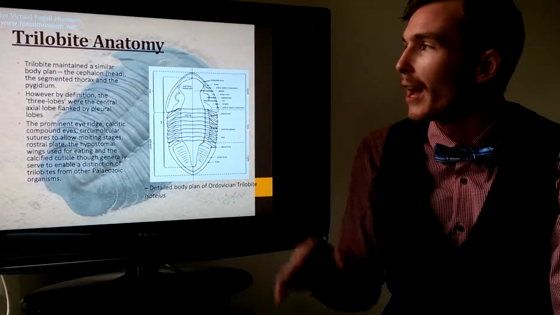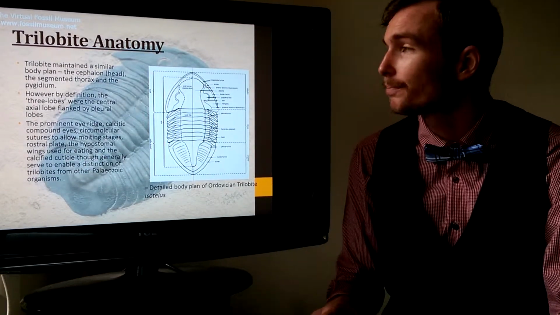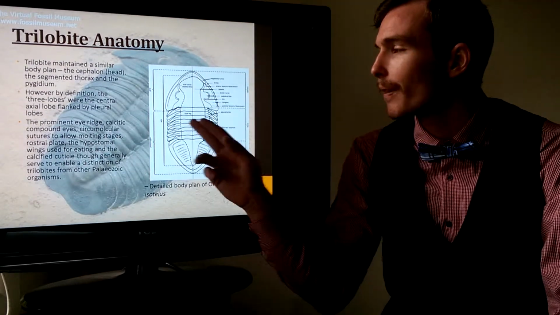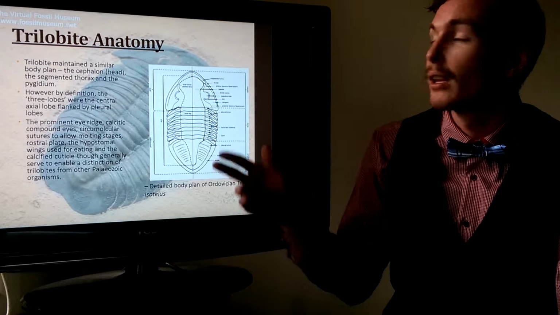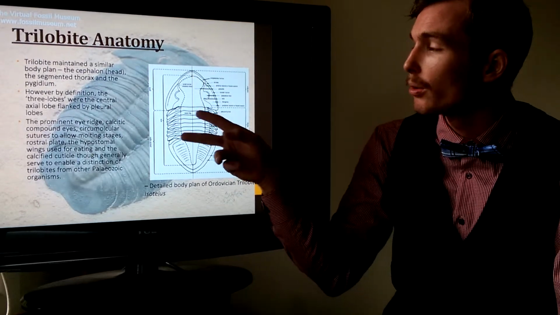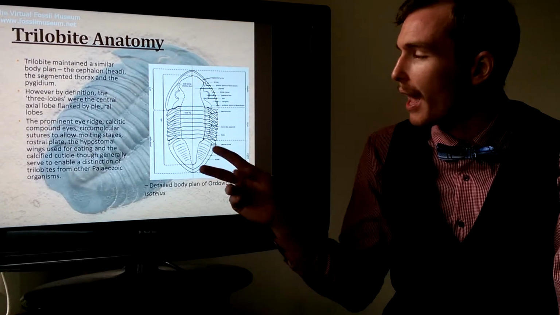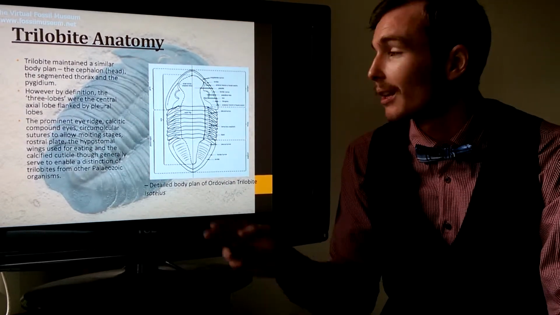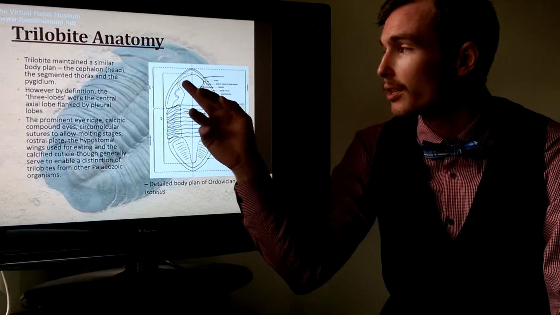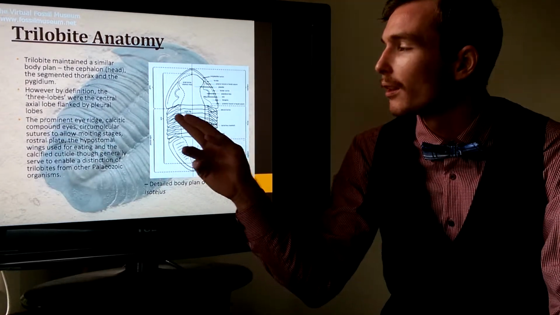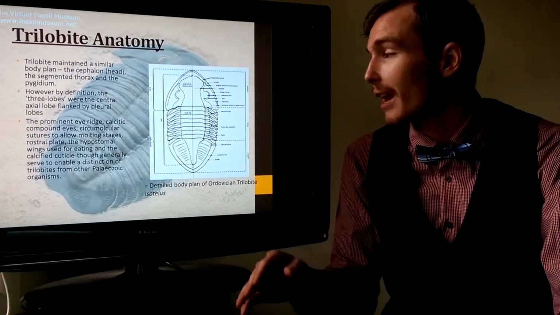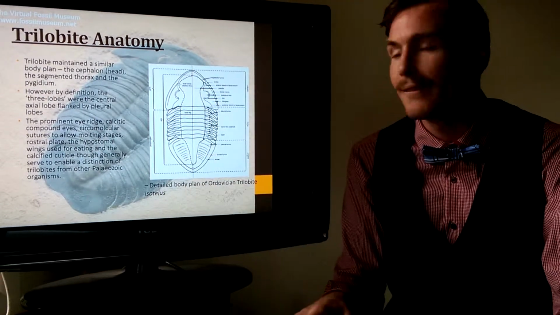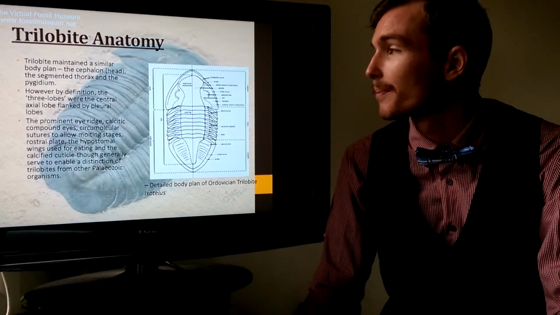So this is just a brief outline of what the trilobite anatomy looked like. By definition, they had three lobes, the axial lobe flanked by the pleural lobes, but generally the cephalon, head region, the middle thoracic segmented region, and the pygidium or tail region define the trilobite. Other key features include the calcitic eyes, for which they were famous, the circumocular molting stages, and also the hypostomal wings, which they used for feeding and floating purposes.